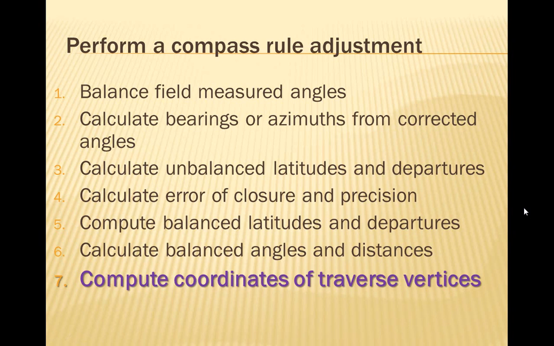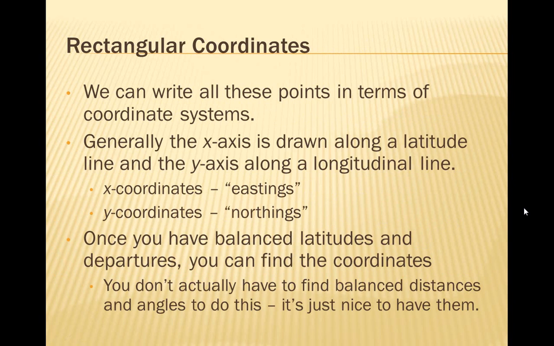Okay, so for this last part, we want to compute the coordinates of the traverse vertices, which sounds super fancy. Basically, we're just getting x and y coordinates for everything. The good news is that usually the x-axis would be along latitude and the y-axis along longitude. And that would really depend on your original bearing to north, so that's going to be your y-axis as well. A lot of times we call the x-coordinates eastings and the y-coordinates northings.